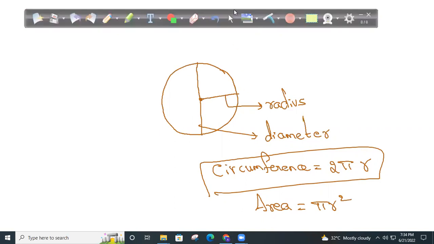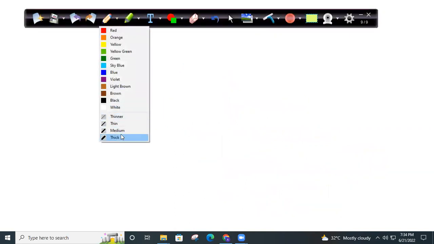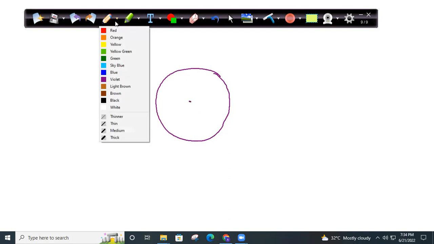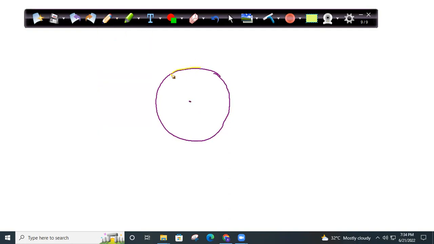Now let me cover 2 important things which are most important. Please keep your focus here. Most of you are not aware about this. Let this be a circle. This is called circumference. This yellow part is called circumference.